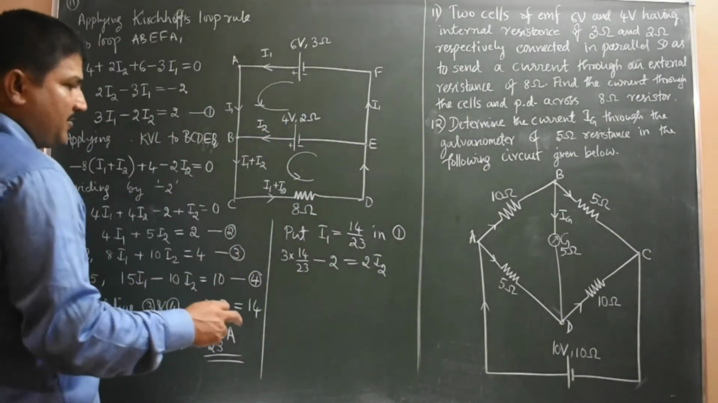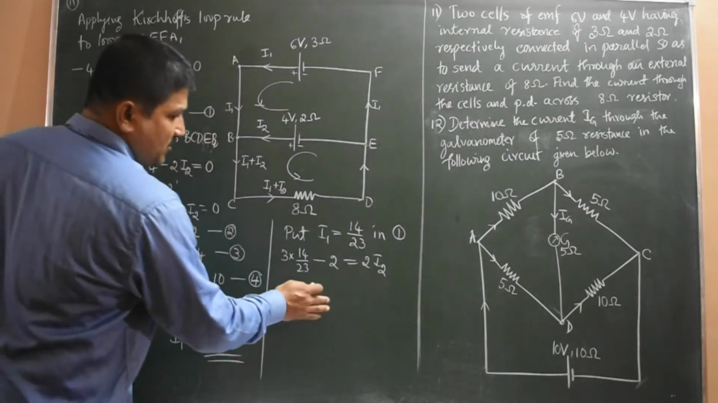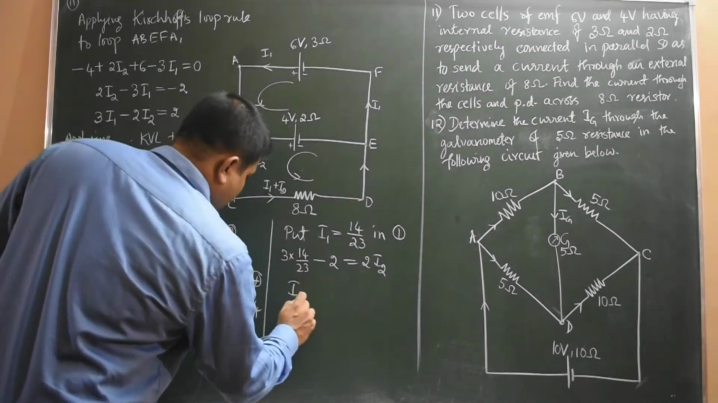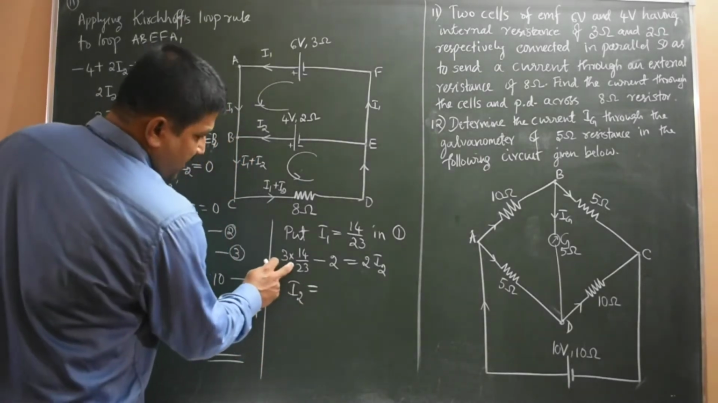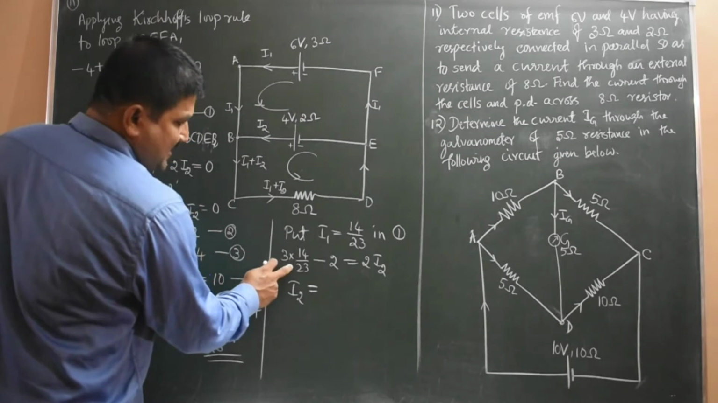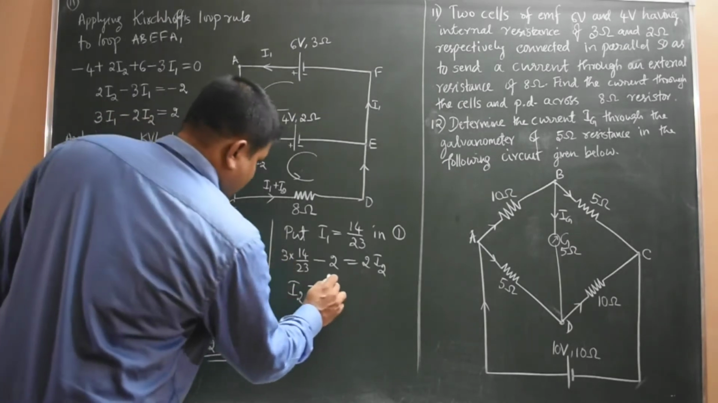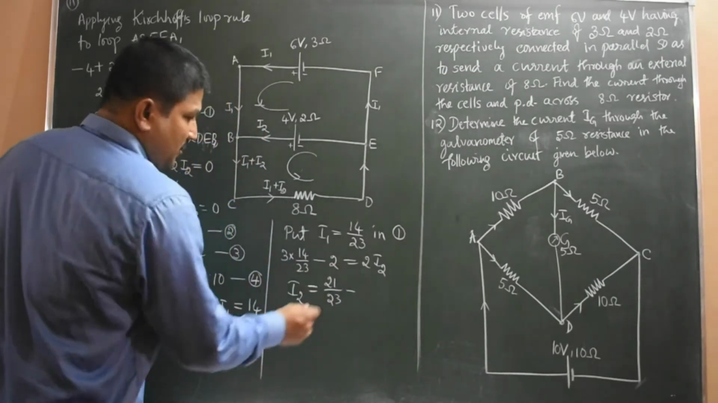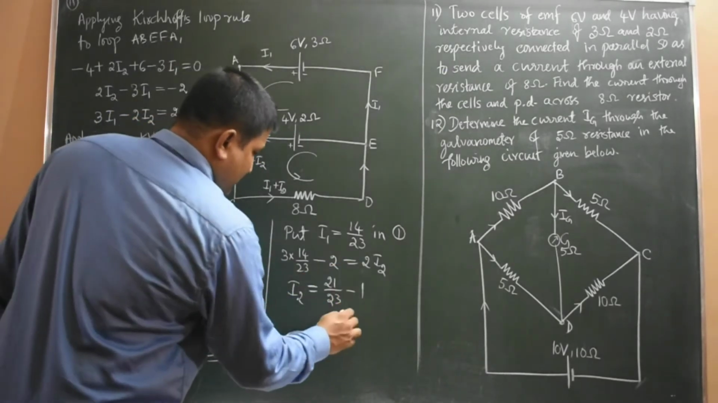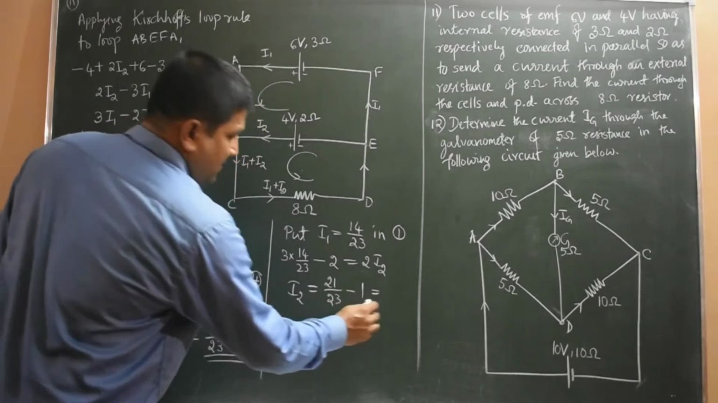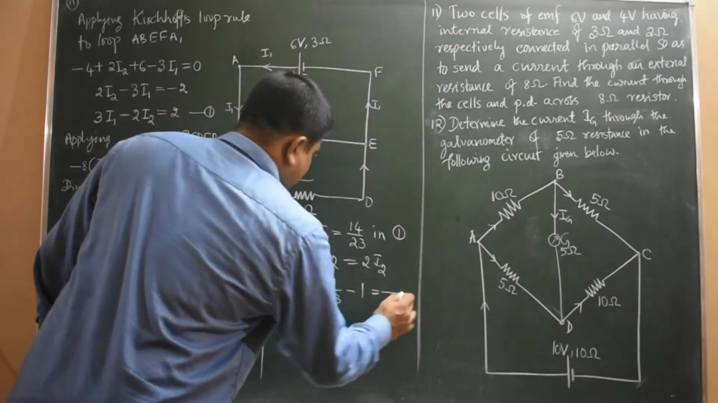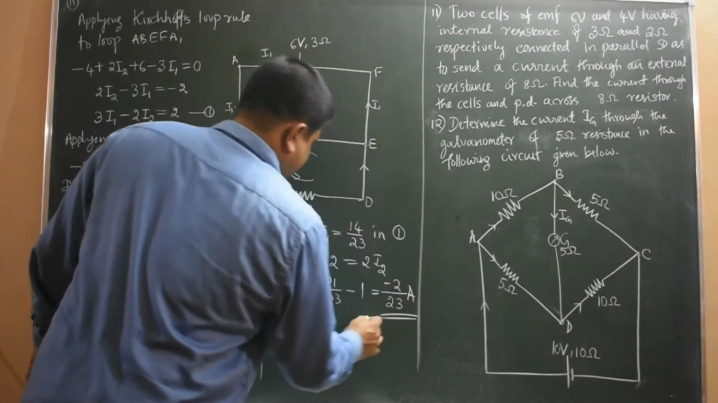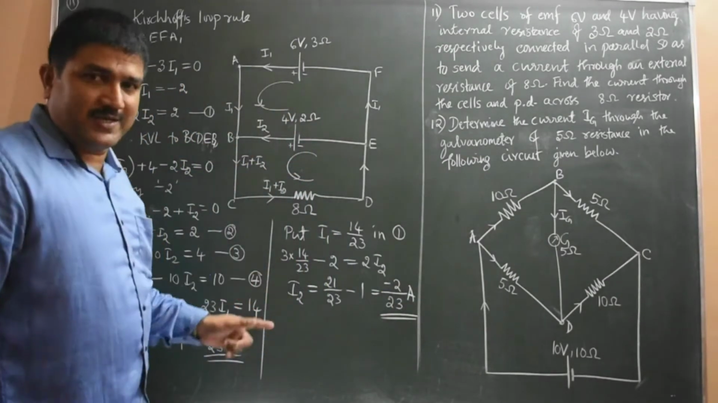Now I want the value of I2, so divide by 2 throughout the entire equation. So I2 equal to, dividing here by 2, 14 by 2 is 7, 7 3s are 21, so 21 by 23 minus 2 divided by 2, which is 1. So with common denominator 23, the numerator is 21 minus 23, which is minus 2 by 23 ampere. So it says negative. We get the current I2 as negative.